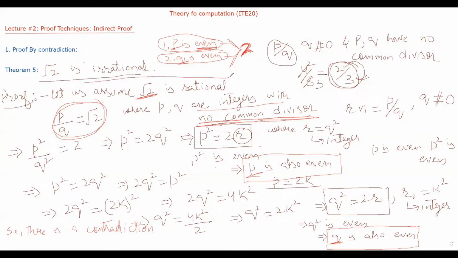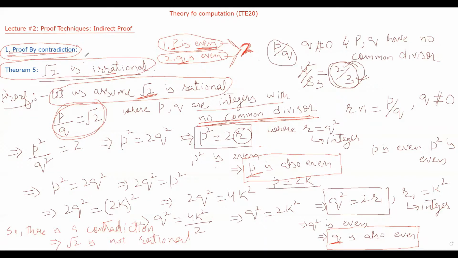That means our assumption was wrong. What was our assumption? The assumption was that under root 2 is rational. So that implies under root 2 is not rational, or we can say under root 2 is irrational. So we have proved this particular theorem, theorem number 5, that under root 2 is irrational, by using the proof by contradiction technique. This is an indirect way of proving a particular statement is true. This is the first indirect technique.